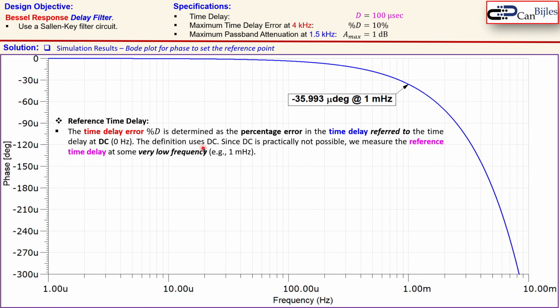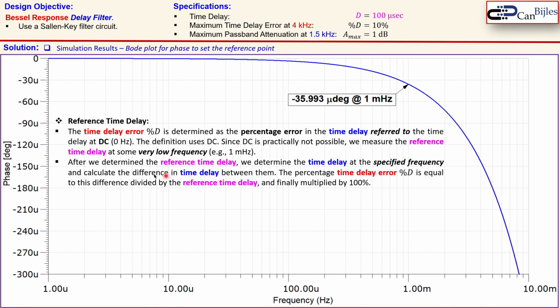But the definition uses DC, which is practically not possible. So we measure the reference time delay at some very low frequency, let's say 1 millihertz, but you can also do it at 1 microhertz if that is possible in the measurement. After that we determine the reference time delay, then determine the time delay at the specified frequency, in this case 4 kilohertz, then calculate the difference between these two times and find the percentage, so we get the percentage error. That's actually what we need to do. From the Bode plot, this will be clarified shortly, how we do that.